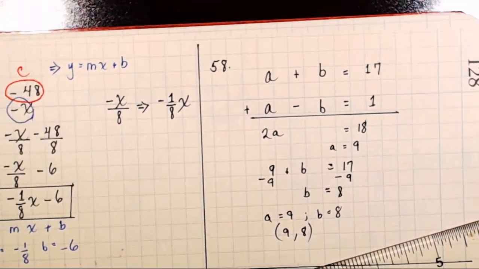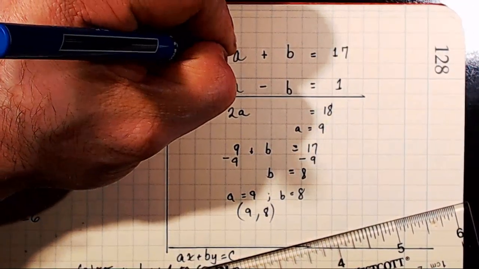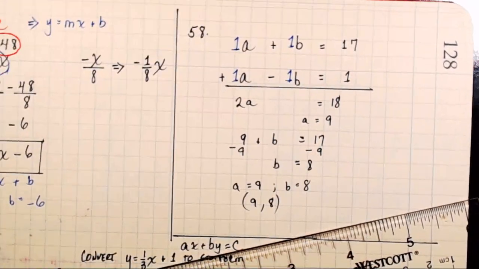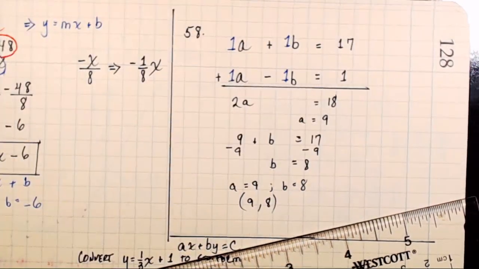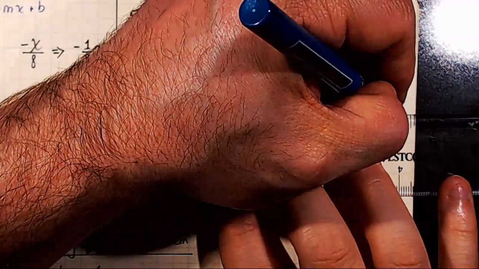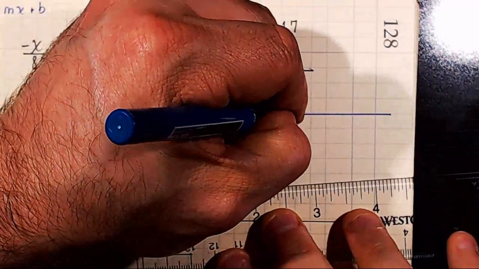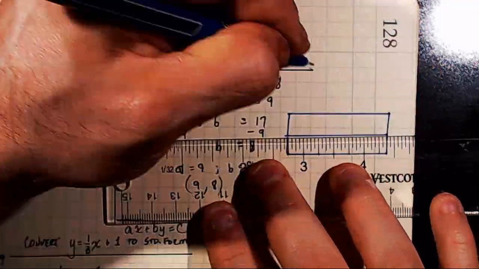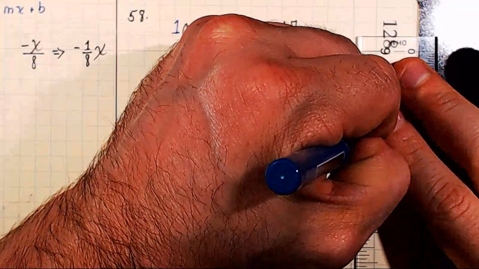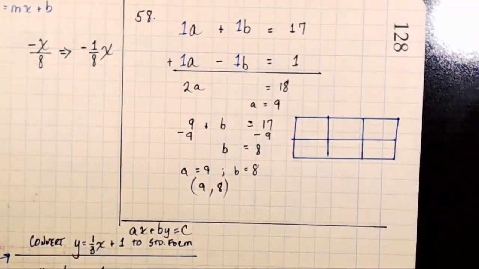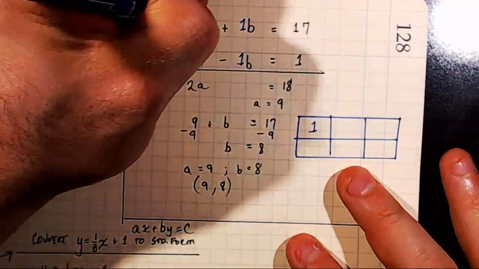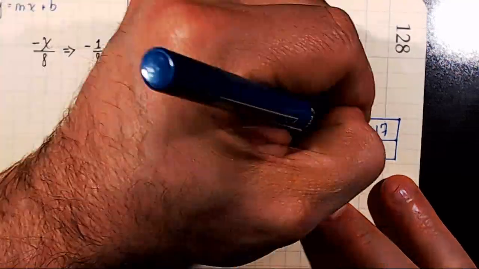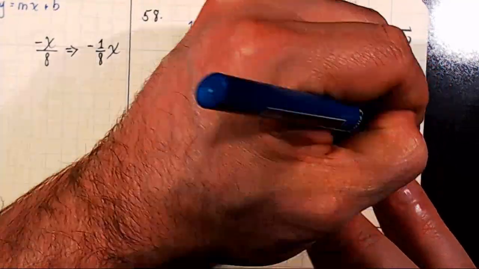The other way to solve it is by using your matrix editor. So we got to put ones in front of these variables here. So in our matrix editor, if that's what you're more comfortable with, I'll show you how to use that. We've got a 2x3 table, and the terms that we put in these boxes are 1, 1, 17, and then 1, -1, and 1.